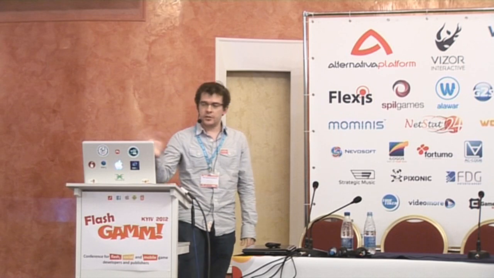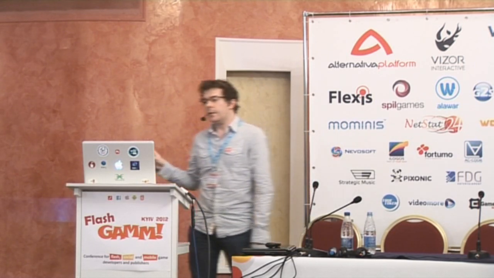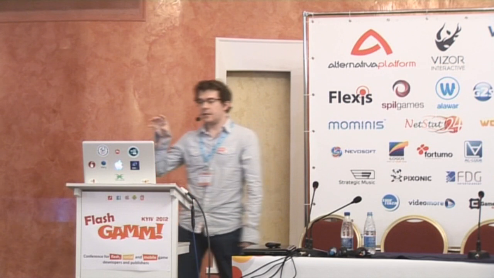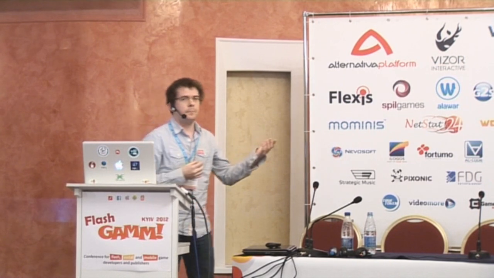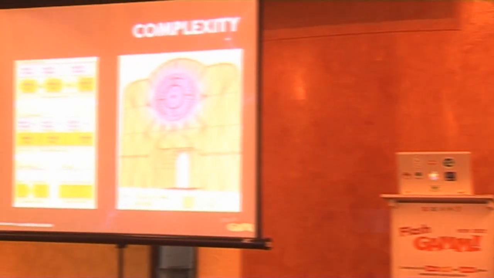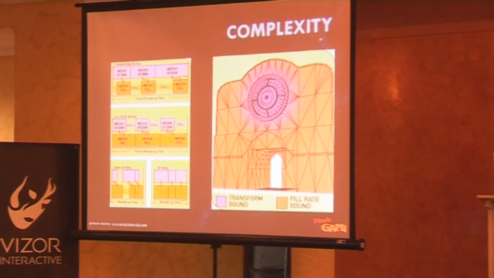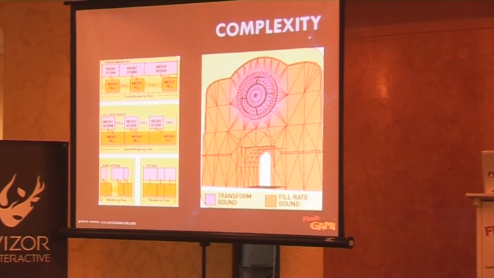This is an example to show you how these things can vary even across a single model. The purple areas are where we have a vertex-bound portion of the scene, and the orange areas are where we have a fill rate-bound area of the scene. And of course, the fill rate-bound area has many more pixels to fill than it does vertices to transform, and the transform-bound area has many more vertices.